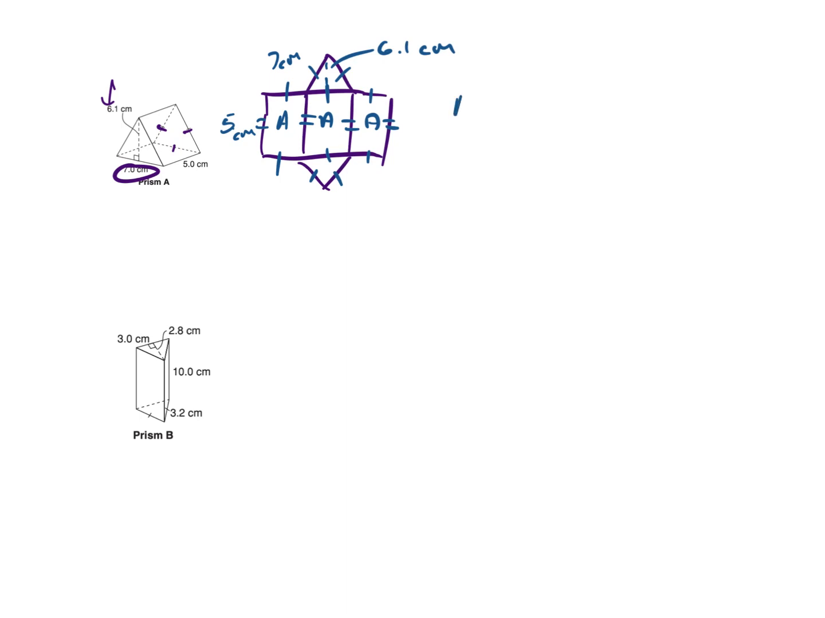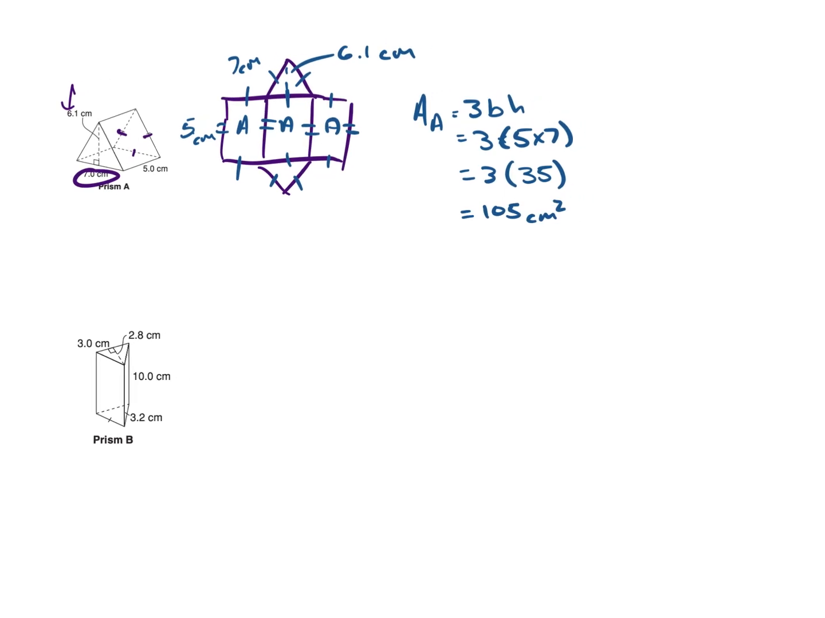So if I go area of A is equal to 3 times base times height, I get 3 times, I'm going to put that in brackets, 5 times 7. So I get 3 times 35, which is going to give me 105 centimeters squared.